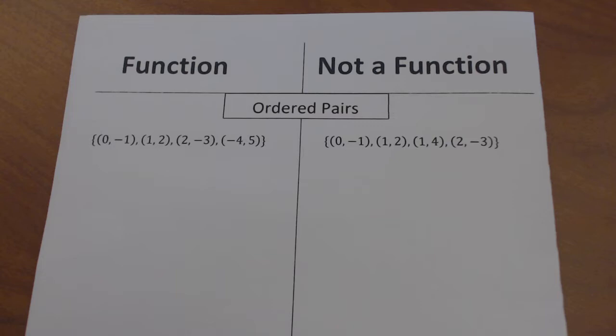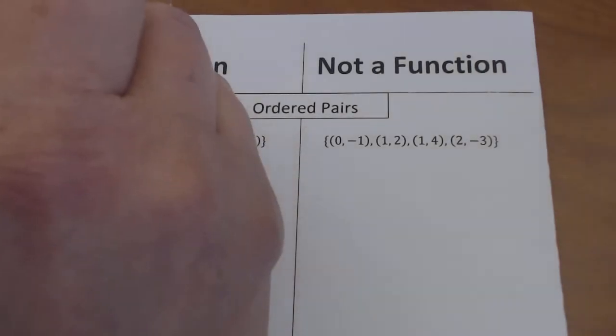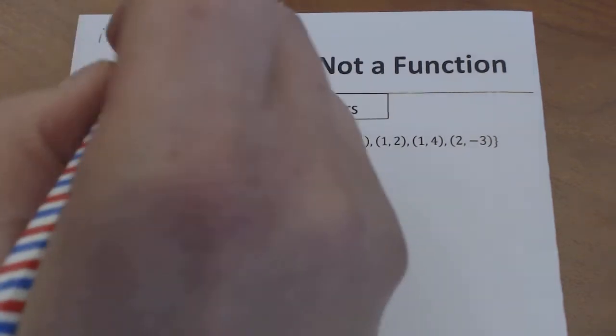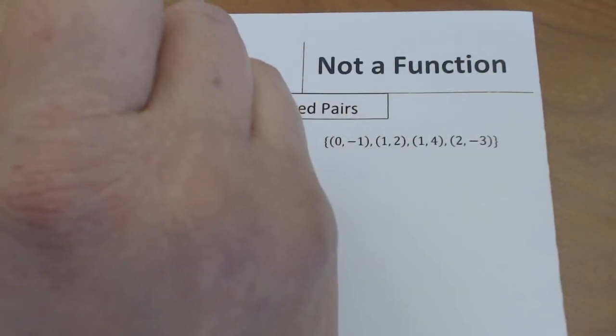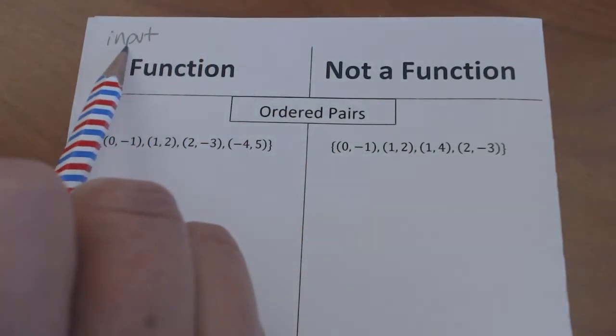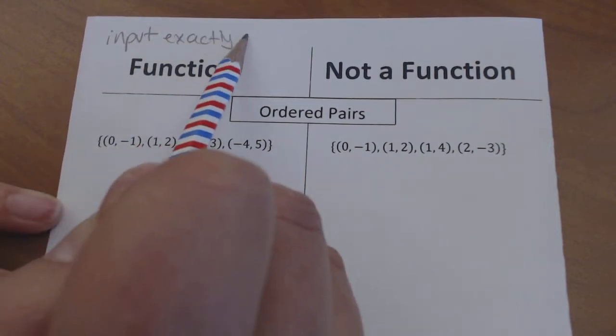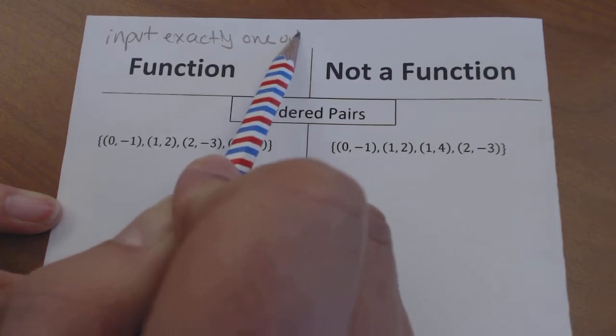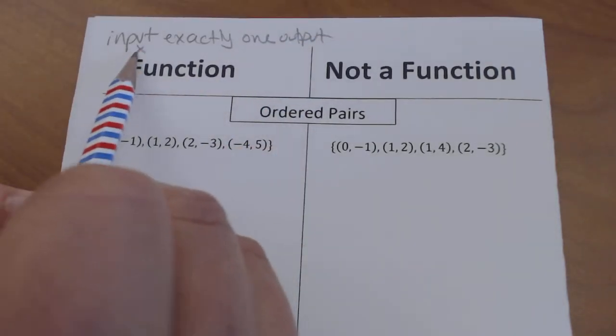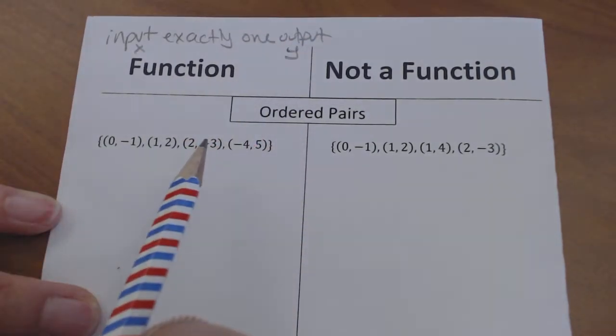The first thing that we have to remember is for each function, we can only have an input paired with exactly one output. Remember, our input is our x and our output is y.